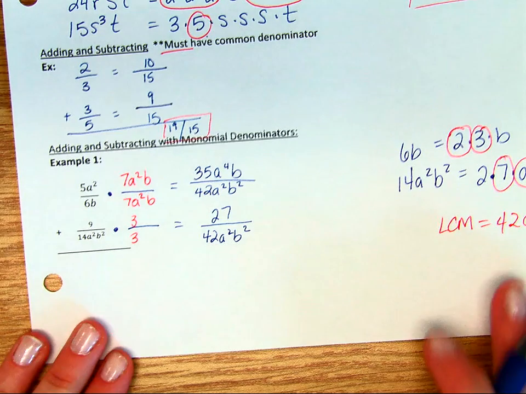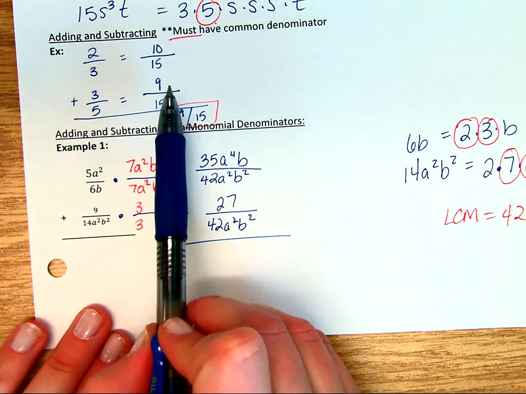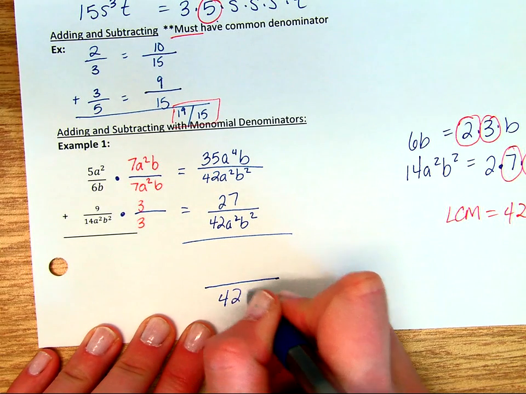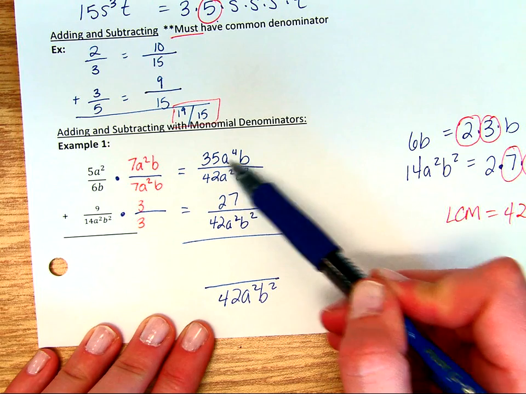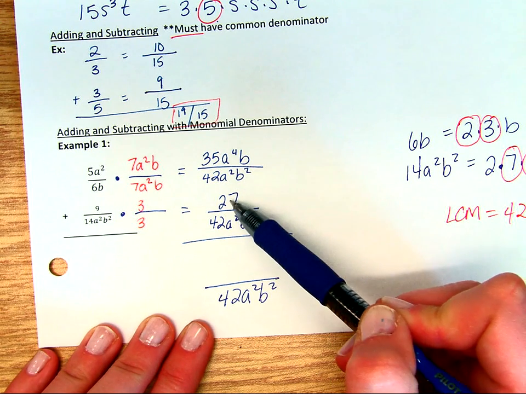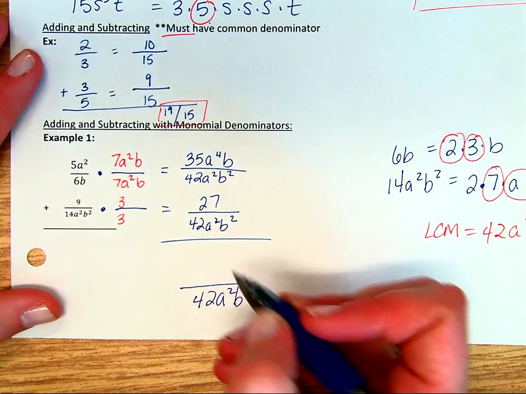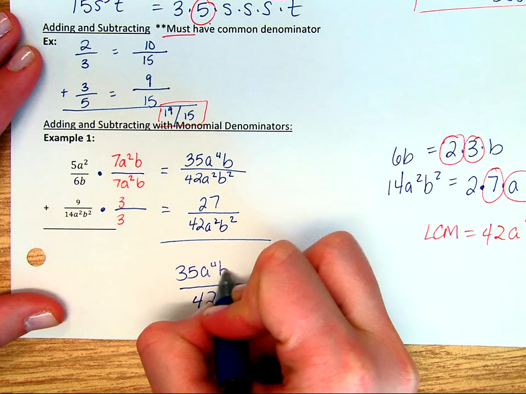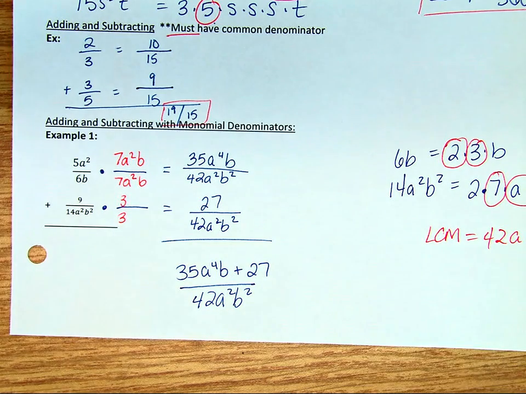Now I have common denominators, so I can add them, just like I did up here. I'm going to add, so my denominator is 42a squared b squared. And I'm going to add 35a to the 4th b plus 27. Those are not like terms, so I can't combine them. So I'm just going to leave it as 35a to the 4th b plus 27. And that would be my final answer.